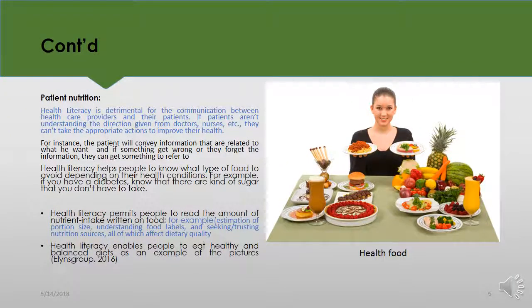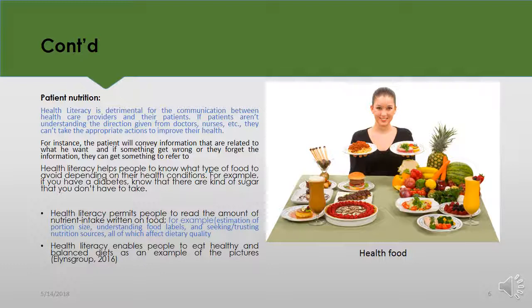The patient nutrition. So health literacy is crucial for communication between healthcare provider and patient. If patients aren't understanding the directions given by doctors or nurses or someone else, they can't take the appropriate action to improve their health. Let's see, this is an example: the patient will convey information that is related to what he wants, and if something goes wrong or they forget the information, they can have something to refer to.